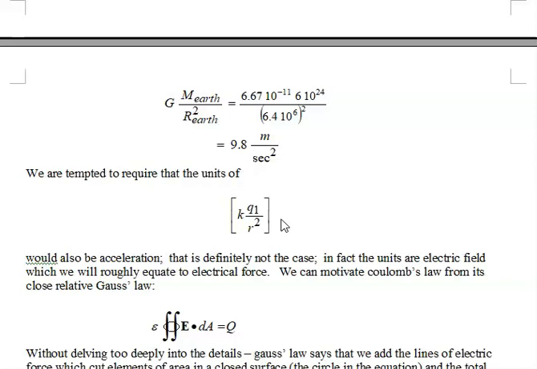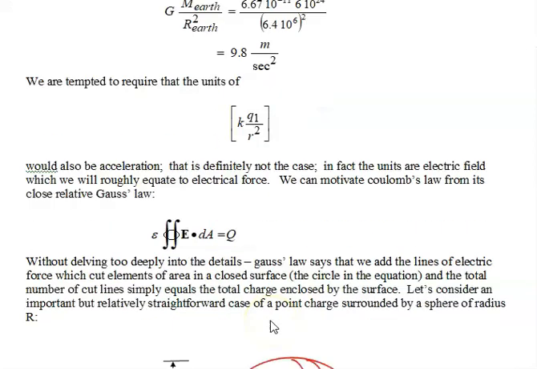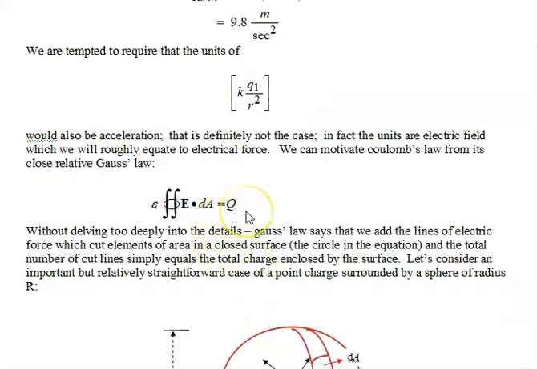And we can motivate that from its, I guess you could say, kissing cousin, which is Gauss's law. Now, we're not going to derive Gauss's law. It's generally done in field theory. We talk a lot about it. But we're going to use Gauss's law to try to get a feel for the units of, specifically, this thing called K. Okay, so again, we're not going to derive Gauss's law, but let's use it.